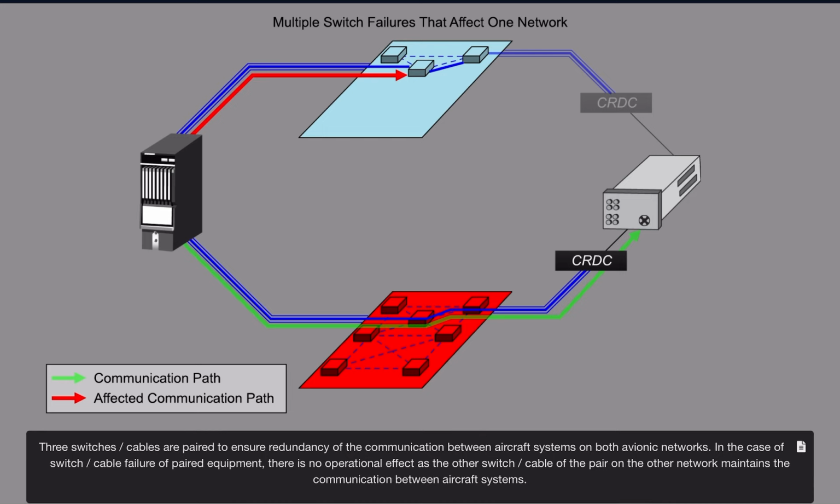Switches and cables are paired to ensure redundancy of the communication between aircraft systems on both avionics networks. In the case of switch or cable failure of paired equipment, there is no operational effect as the other switch or cable of the pair on the other network maintains the communication between aircraft systems.